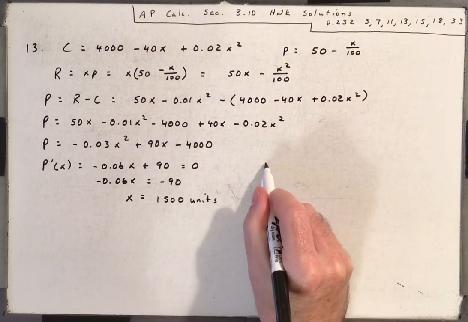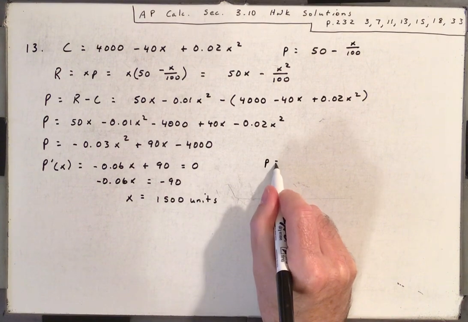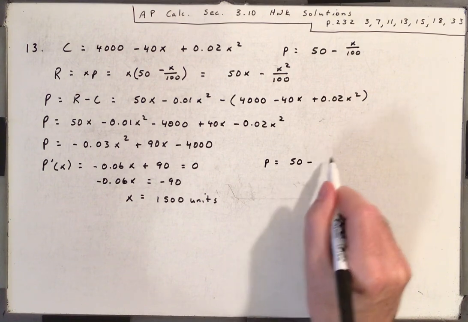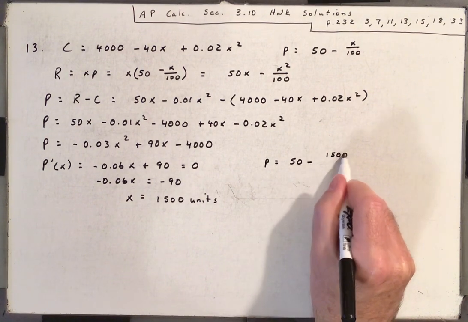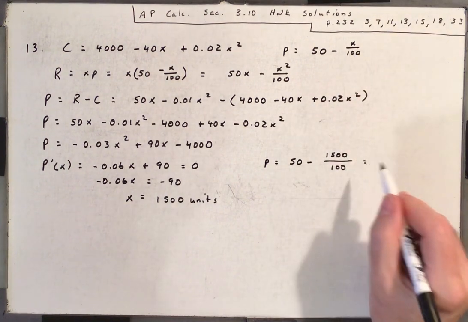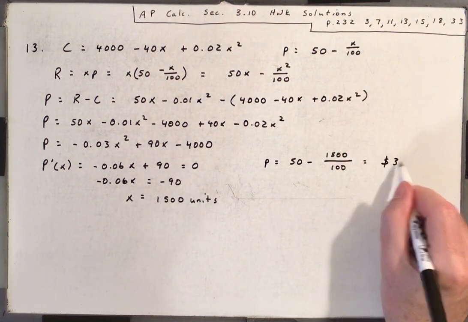All right, we need to find the price then. So price is equal to 50 minus 1,500 over 100. Just plugging back into the price equation. And that is $35.